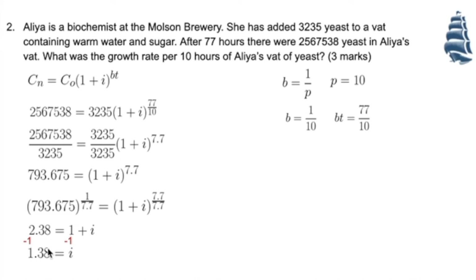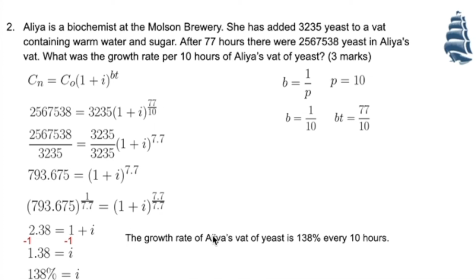That is as a decimal. What is that as a percent? Move the decimal back twice. So it's 138%. Our final answer is the growth rate of Alia's vat of yeast is 138% every 10 hours. 100% means it's doubling. You get 38% more than doubling. That's it for question number 2.